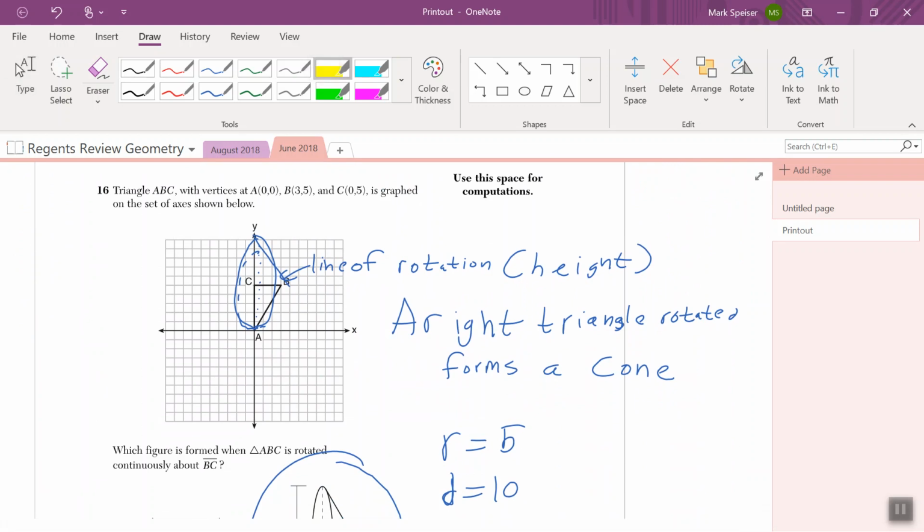Triangle ABC with vertices at A (0, 0), B (3, 5), and C (0, 5), graphed on the set of axes shown below. Which figure forms when triangle ABC is rotated continuously about segment BC? So we're rotating around this segment. You rotate around this segment, you're forming a cone with a radius of 5 and a diameter of 10. So you're forming a right triangle, so the original triangle was also right.